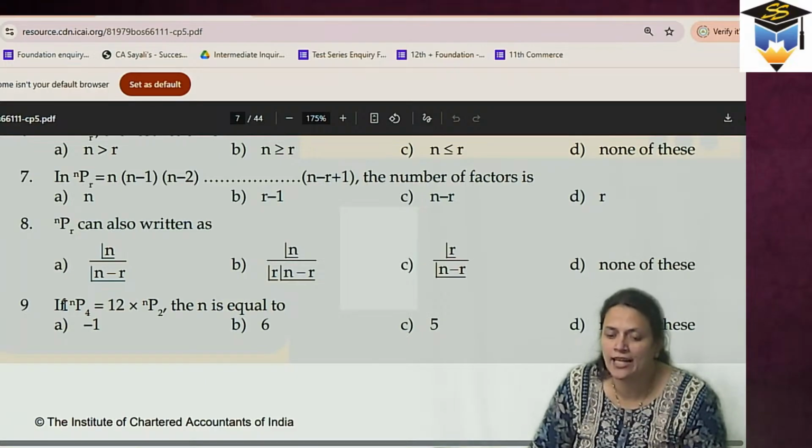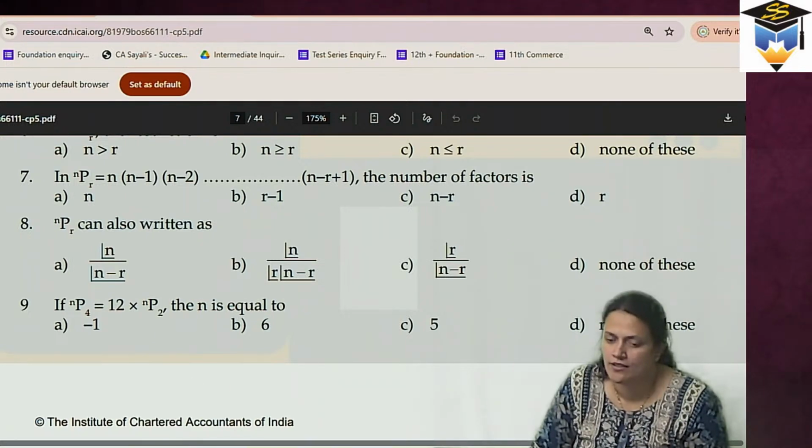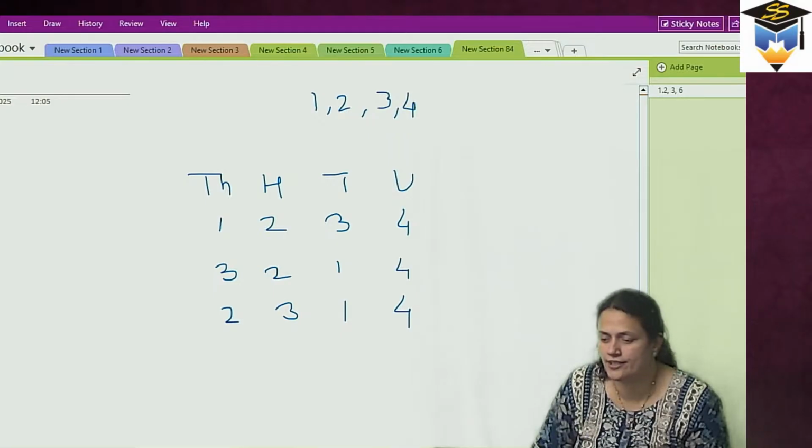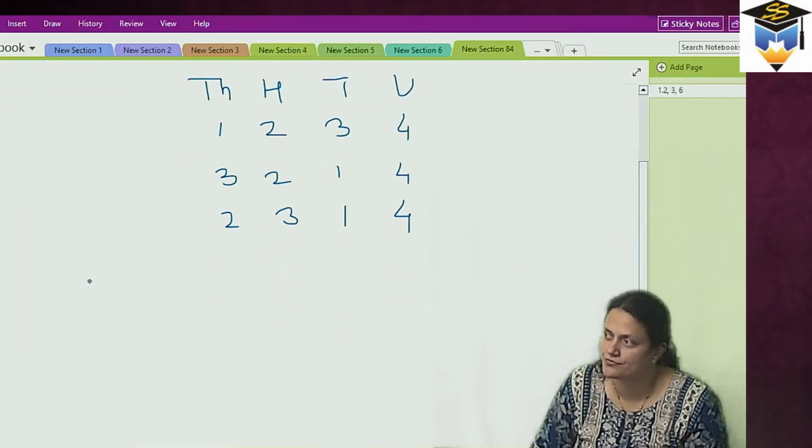In question number 9, they have given us this condition: nP4 is equal to 12 multiplied by nP2. Use the formula. n factorial upon n minus 4 factorial is equal to 12 into n factorial upon n minus 2 factorial. Now this we will solve, the 9th question.